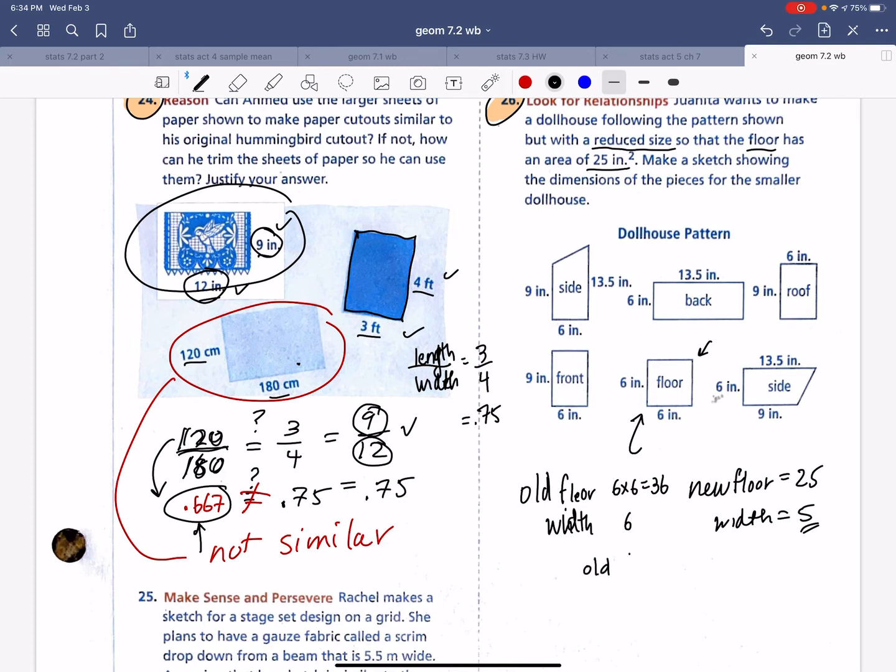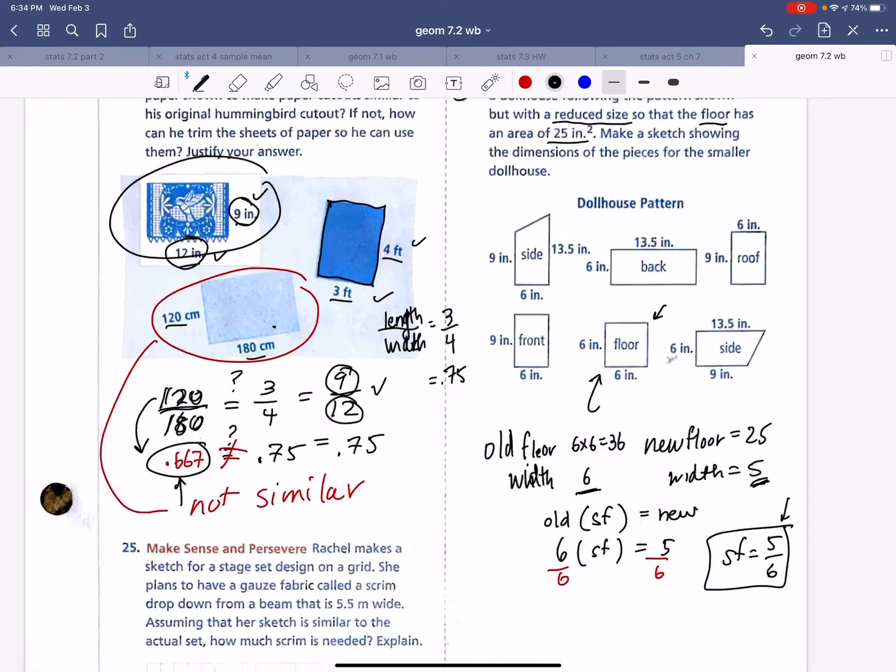So my old times my scale factor is equal to my new. So if my old is 6, and I've got my scale factor, and my new is 5, then I can use just some quick algebra to solve for what the scale factor would be. 5/6. So I want a scale factor of 5/6. That means each dimension I'm going to multiply by 5/6.